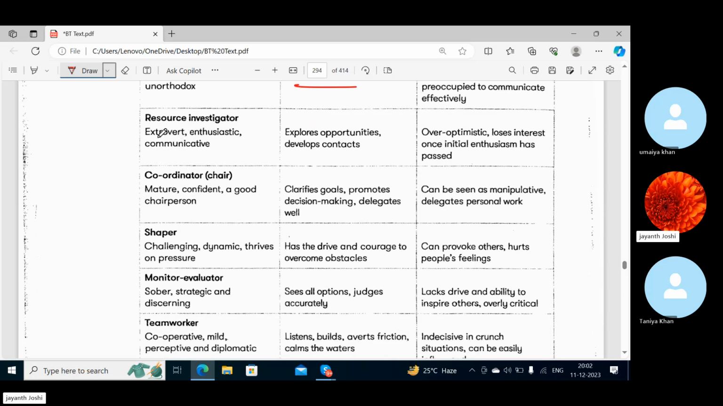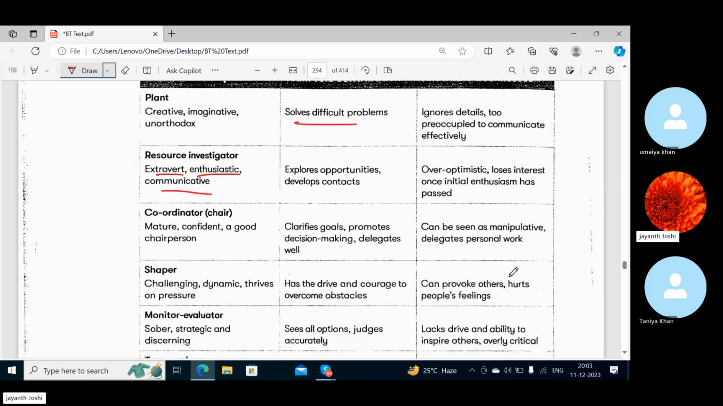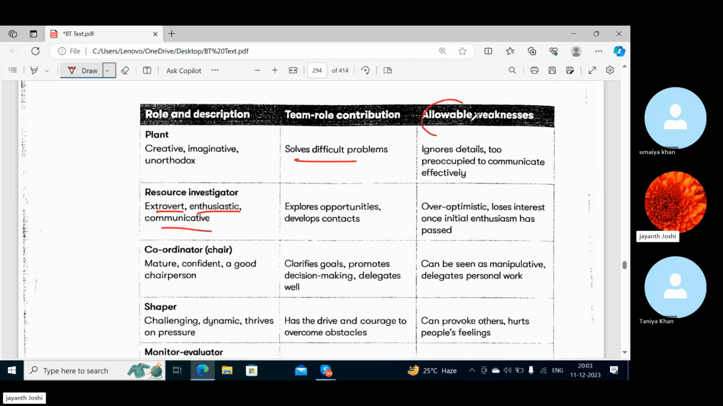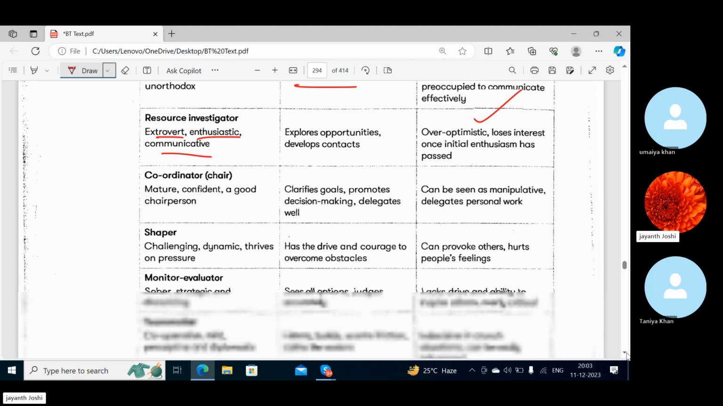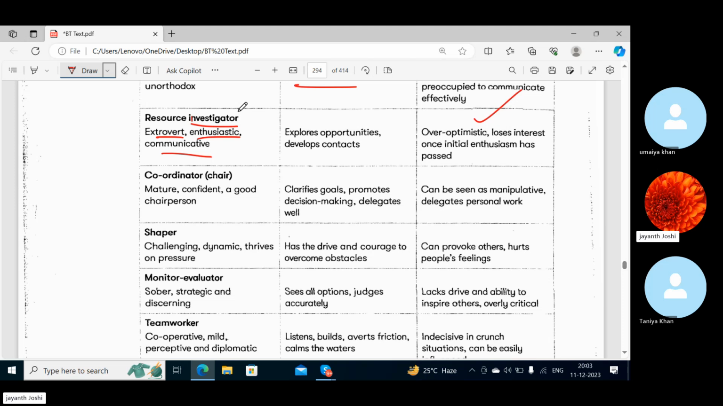Resource investigator: extrovert, speaking to people, enthusiastic, communicative, explores opportunities, develops contacts. Over-optimistic, loses interest. That is about the weakness. Some weaknesses are there, but that's okay, allowable. Over-optimistic at times, loses interest once initial enthusiasm has passed. That is the case with many people. Once they start investigating, slowly they lose the serious enthusiasm to investigate always. Coordinator: mature, confident, and a good chairperson, clarifies goals, promotes decision making, delegates well.